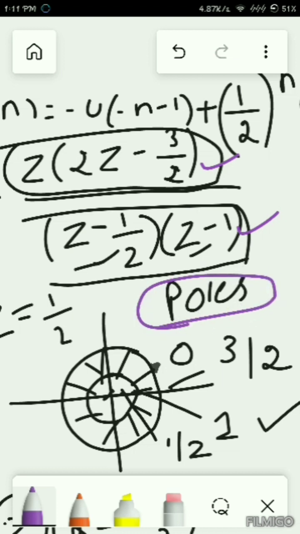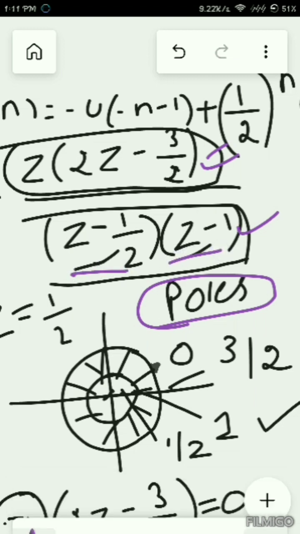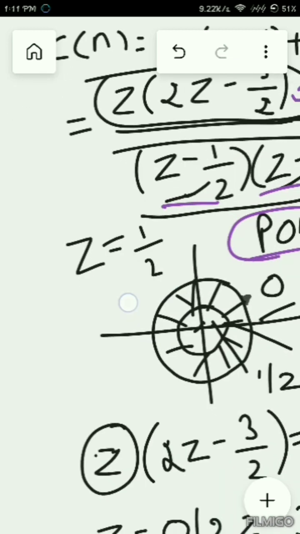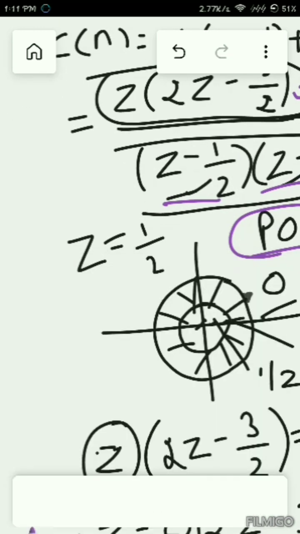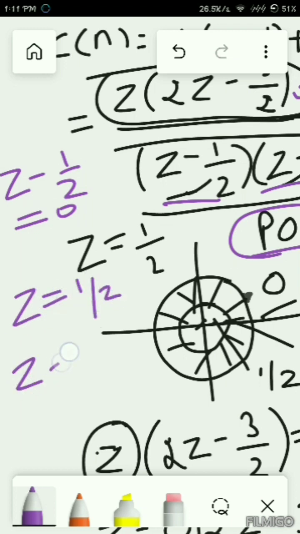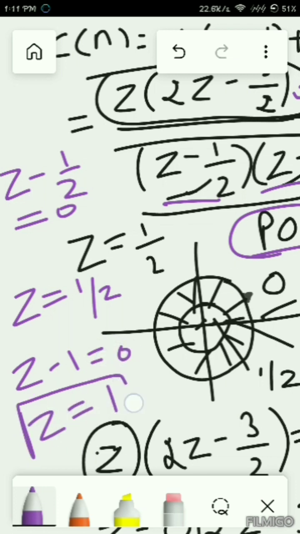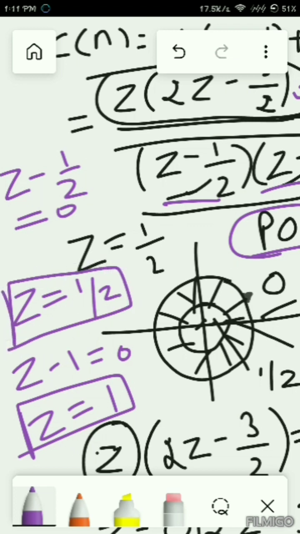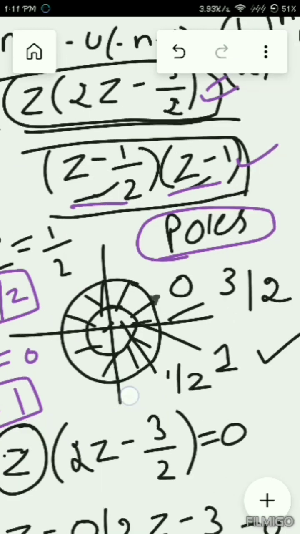So I have to take the z minus 1 by 2 and z minus 1 and equate it to 0. I have already done it over here, I'll do it over here. Here z minus 1 by 2 is equal to 0, so z is equal to 1 by 2, and here z minus 1 is equal to 0, so z is equal to 1. So we got two pole values: z is equal to 1 by 2 and z is equal to 1. That one you are going to construct over here, right? You have already constructed it, right?